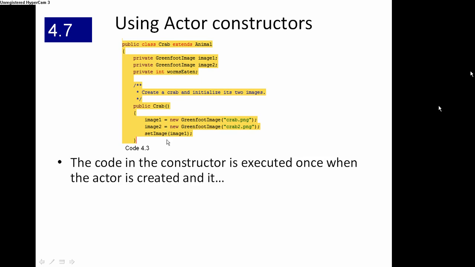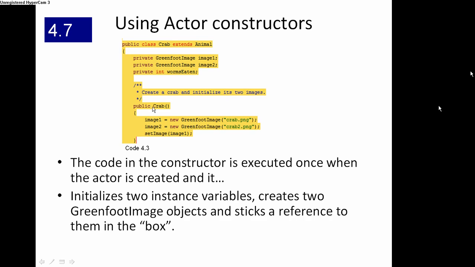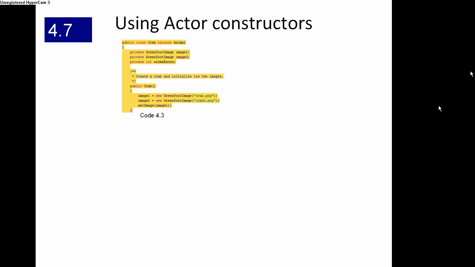The code in the constructor is executed once when the actor is created, and this code right here in the constructor only happens when the crab is placed into the world. Or created, not necessarily placed in the world. It initializes 2 instance variables, creates 2 greenfoot image objects, and sticks a reference to them in the box.